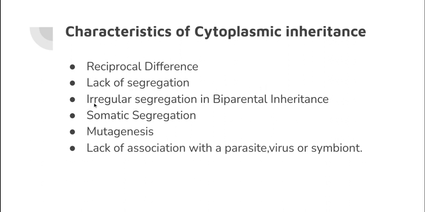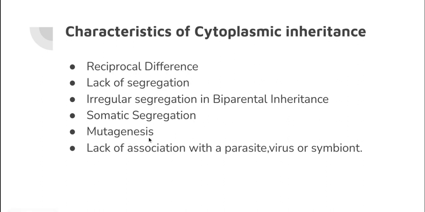The third one is irregular segregation in biparental inheritance. If the character is coming from both the parents, then it is known as biparental inheritance. Biparental inheritance gives rise to irregular segregation in the F1 generation of higher plants. The next characteristic of cytoplasmic inheritance is somatic segregation. Plasma genes generally show somatic segregation during mitosis.